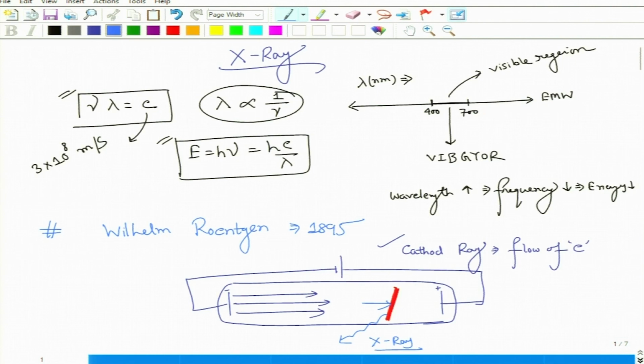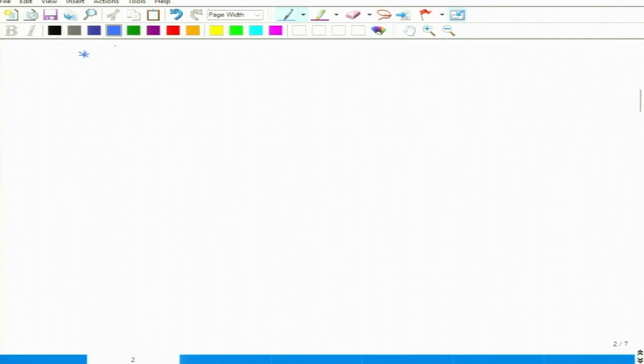What were the properties of X-ray that Röntgen found? The first property was that this ray, X-ray, can produce fluorescence. Okay, what is fluorescence? Let's discuss in short. Let's say there is some object. If you shine some light on that object, any light, then that body becomes brighter, and that body can also produce some light. So that is fluorescence.